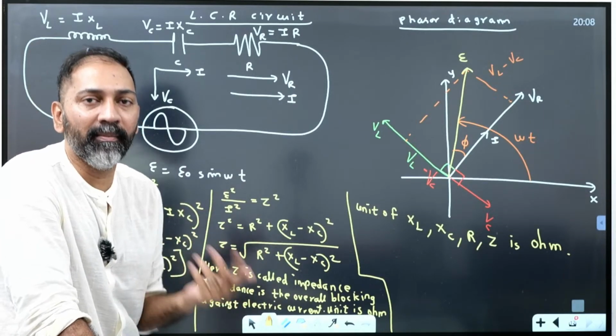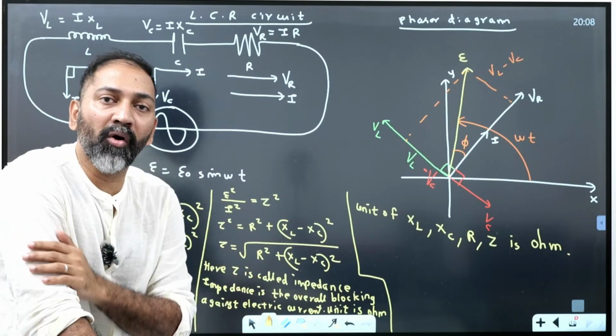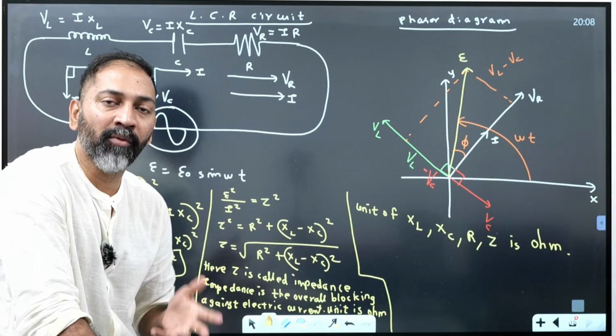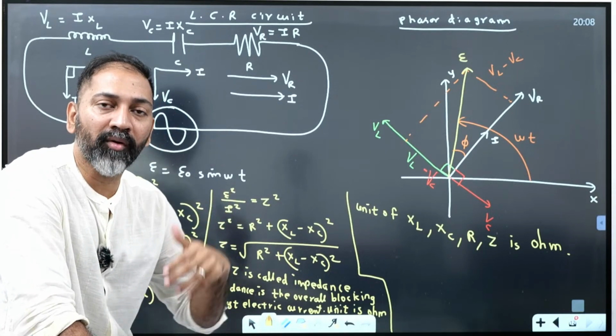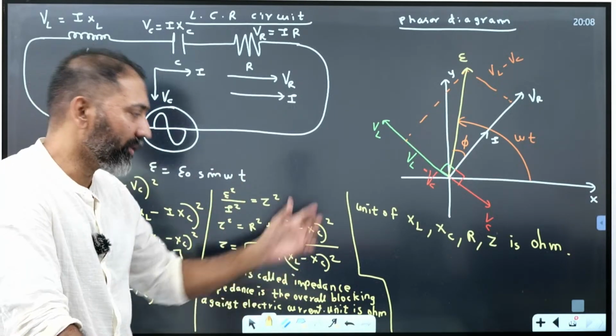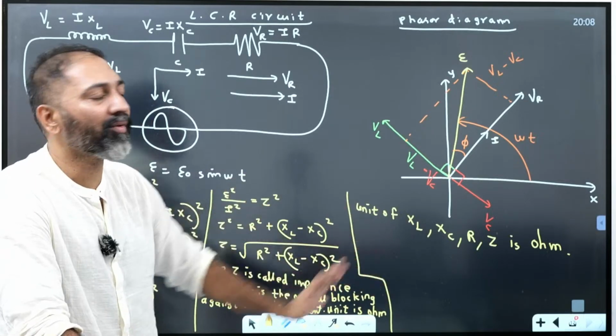Why are we calling it impedance? Because there will be blockage from the resistor, blockage from the inductor, blockage from the capacitor. So the overall blocking is called impedance.